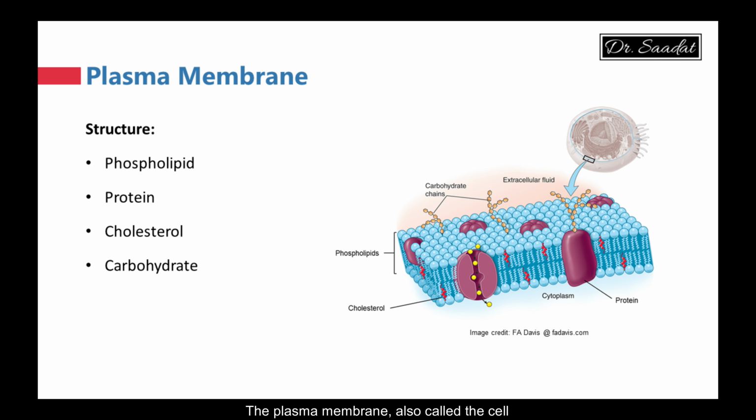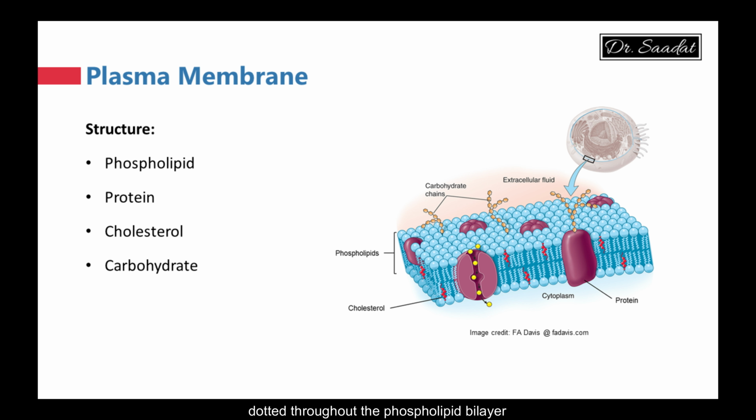The plasma membrane, also called the cell membrane, is a complex and crucial structure that defines the boundary of the cell. Structure. The plasma membrane is made of 4 components. 1. A double layer of phospholipids. Phospholipids form the bulk of the membrane. The phosphate heads face outwards because they are hydrophilic or water-loving, and the fatty acid tails point inwards because they are hydrophobic or water-fearing.